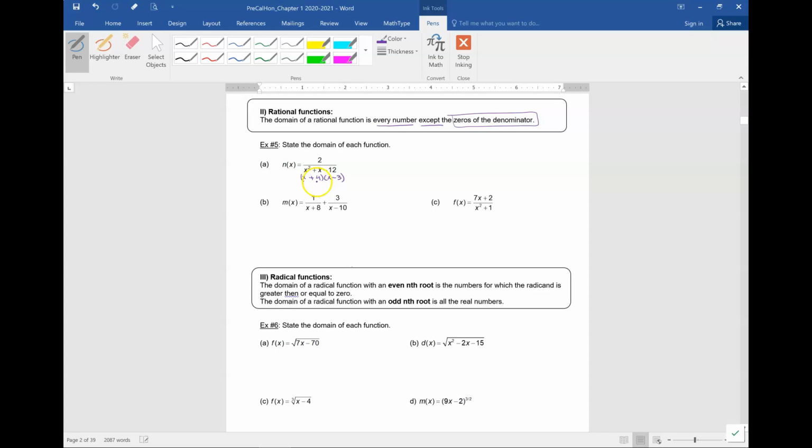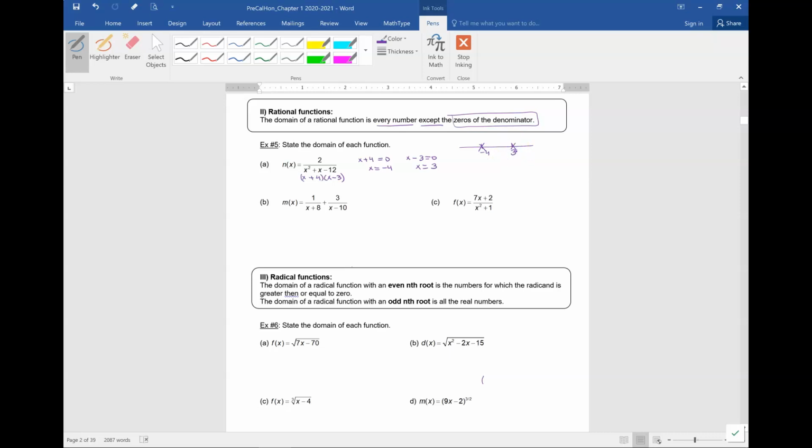Okay, where do these equal 0? At negative 4, right? So you say x plus 4 equals 0, x equals negative 4. x minus 3 equals 0 at x equals 3. So you have to exclude those numbers which make the denominator 0. That means I'm cutting out negative 4, I'm cutting out positive 3.